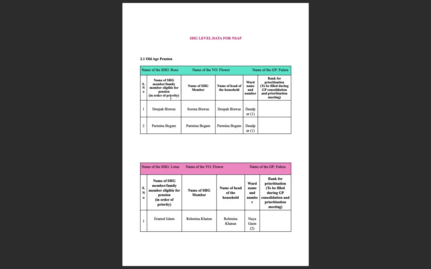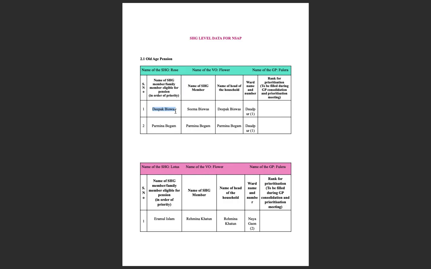Here again it is written in the order of priority. So what we have to see is that the first name in the column of the name of the SHG member, family member eligible for pension should be the name of the person who is most eligible to get this old age pension. Most eligible in the sense of who has the need to get it on a very immediate basis.